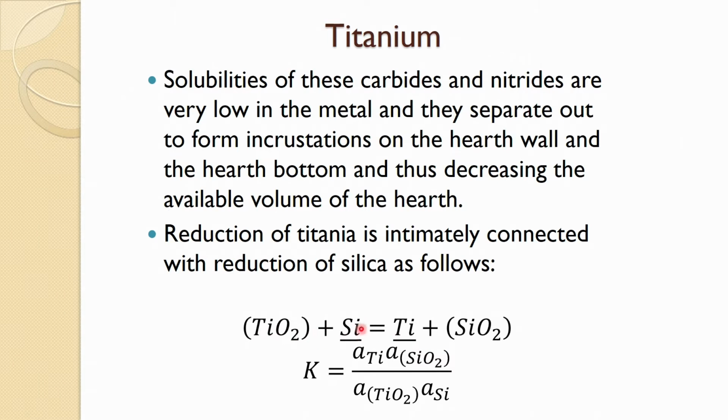Titanium oxide with silicon metal can be reduced to titanium and silica, and the equilibrium constant for the reaction is given here: activity of titanium, activity of SiO2, activity of TiO2 and activity of silicon. With this equilibrium constant one can know about the partition of this metal.